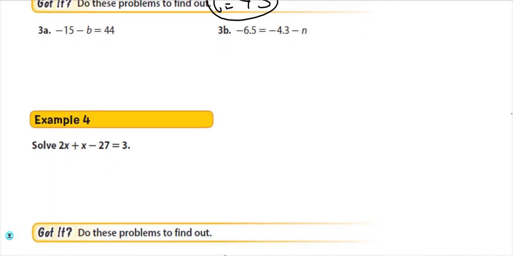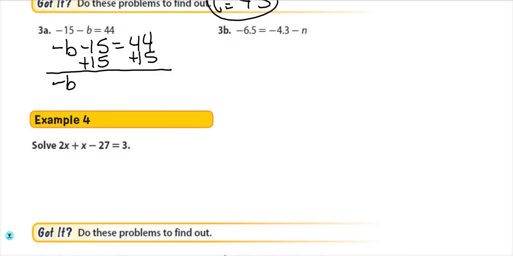All right, let's take a look. So it's negative 15 minus b equals 44. When I rewrite this, it should actually say negative b minus 15 equals 44. Then I would add 15. It gives me negative b equals 59. You divide by negative 1, so it's b equals negative 59.